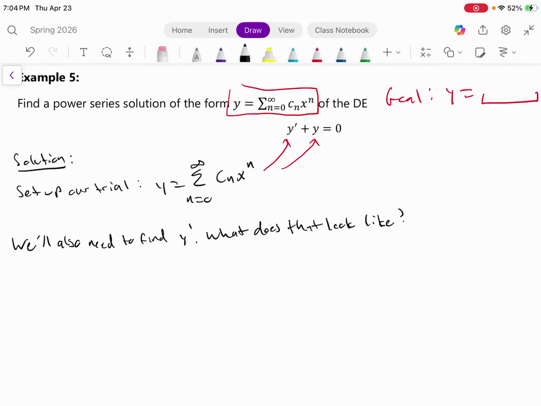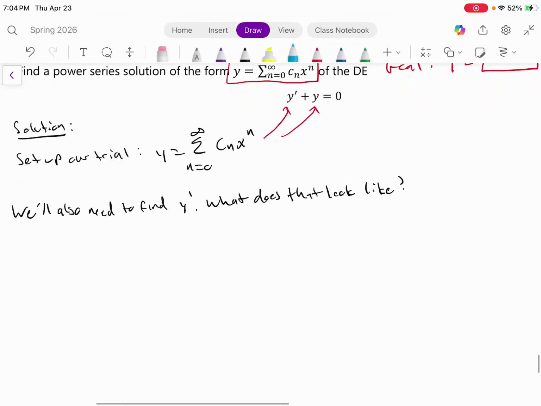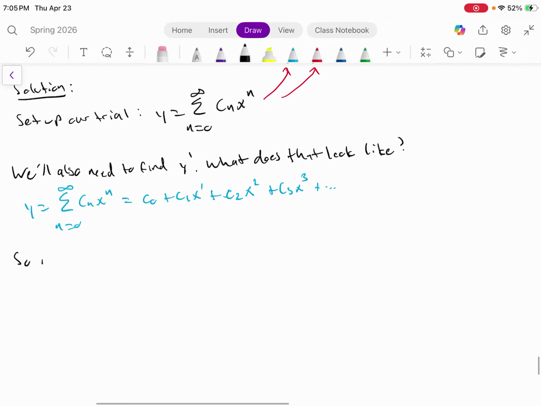What does a derivative of a power series look like? Let's go off on a little tangent here and see what a derivative of a power series is. Let's just take the power series, c sub n, x to the n. Let's write out the first couple terms: c naught plus c1 x to the first power plus c2 x squared plus c3 x cubed, et cetera. That's this power series. So what if we take a derivative of each term? What if we do that?